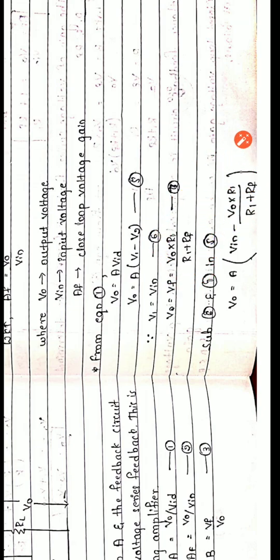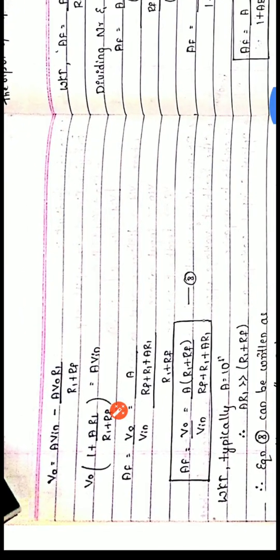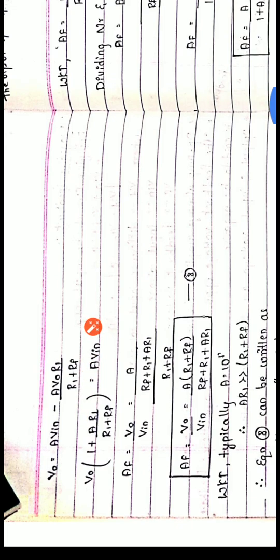This is written here. Then what I have to do here is multiply the value of A with this expression. We will get A into Vn minus A into V0 into R1 divided by R1 plus RF. So that can be shown in the next page. On this page we have shown V0 equals the multiplied term, which was just explained. Now from this, let's rearrange the equation.